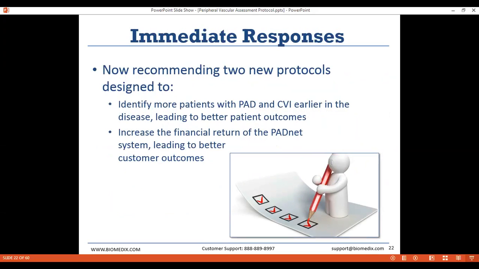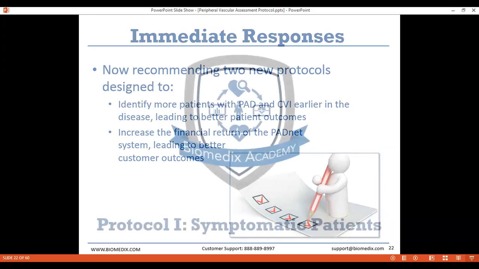One of the results of that code change is that, rather than recommending one protocol where you identify symptomatic patients and test them, we're now creating a new protocol to help you identify more patients for PAD. The goal is to identify patients with PAD earlier. You also want to identify patients with CVI earlier, given that this is no longer a reimbursable code, and you want to increase the overall return on investment for the PADnet device.